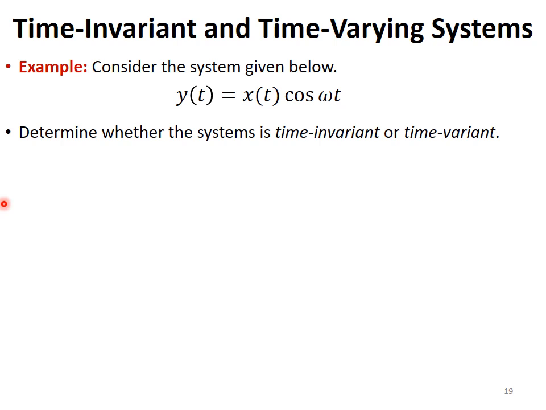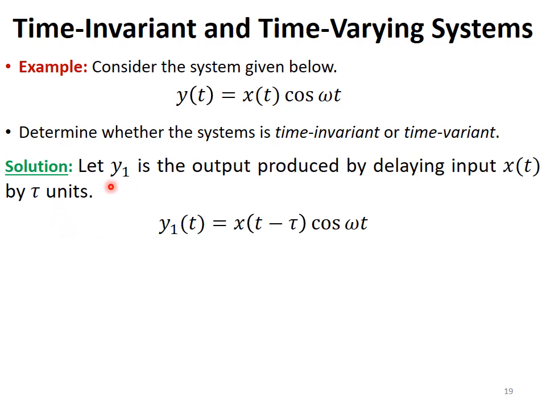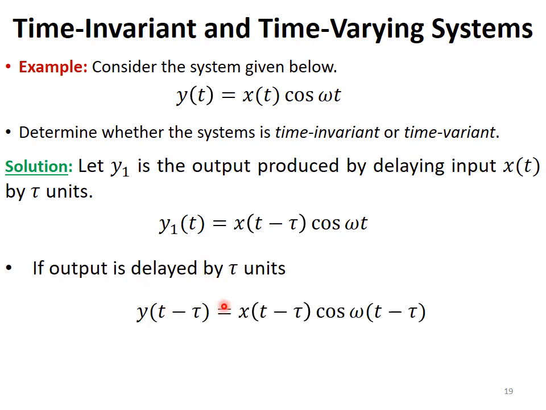So let us first introduce the time shift in the input and compute the output. Let's say the output in that case is y1 and the time shift introduced is tau units. So input now is x of t minus tau and output is y1 of t equal to x of t minus tau cos omega t. Now let's introduce the same amount of time shift in the output. Then the equation can be written in this form: x of t minus tau into cos omega t minus tau, and you can see clearly that in both cases the equation is different. Therefore the system is time variant. It is changing with time.